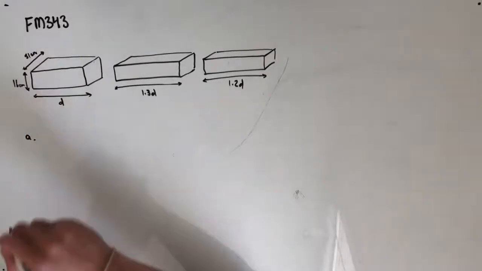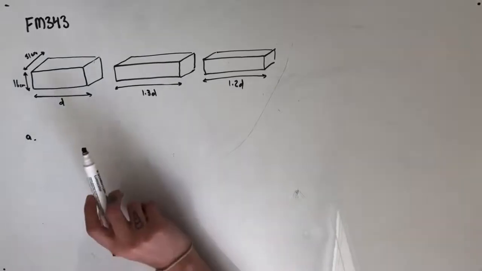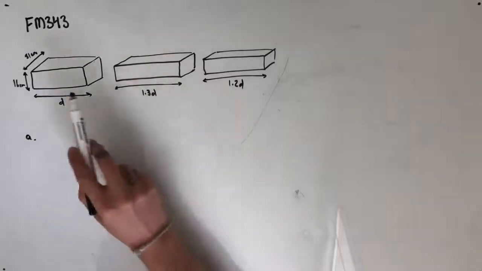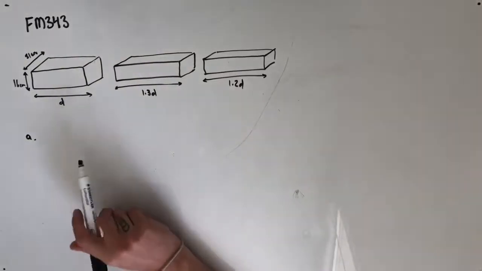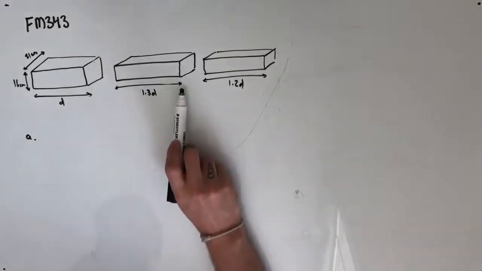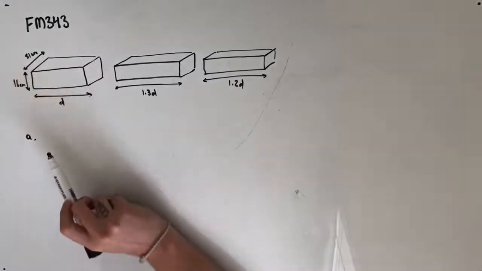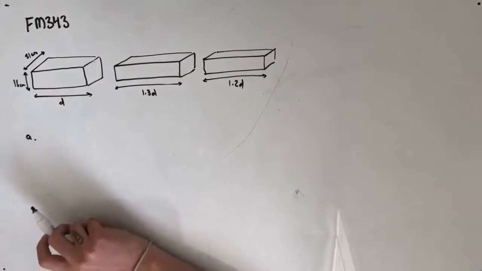Before we go into part A, one thing I want to address is that a common mistake in this question is probably going to be thinking that this is to do with similar shapes. These 3 rectangular prisms are not similar. If they were similar, then this 1.3 times d as our width, well, we'd have a height that was also 1.3 times as long as that 16, and that depth of 51 centimeters would also be multiplied by 1.3.